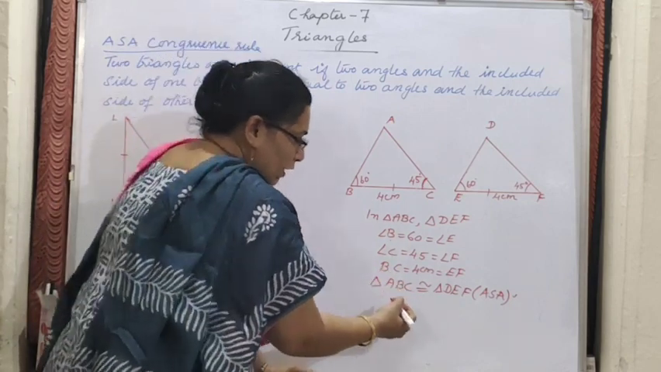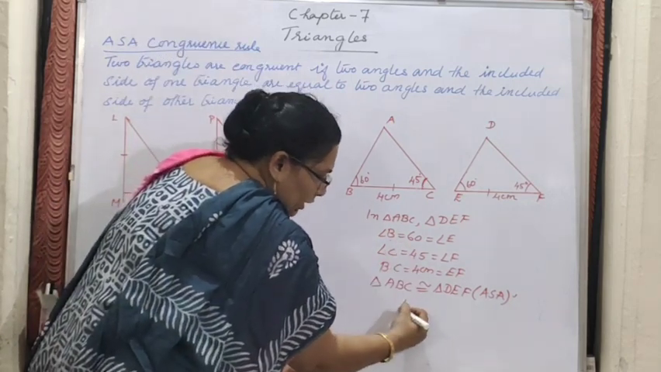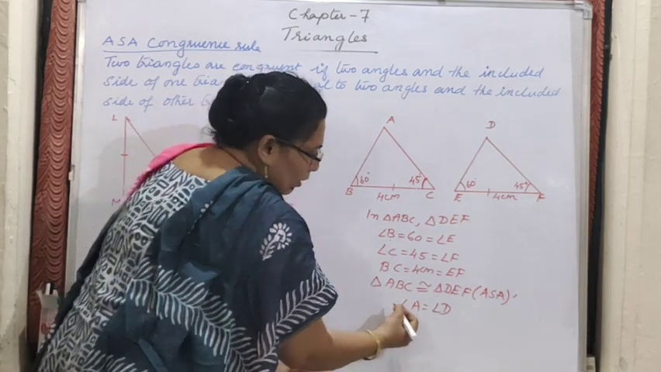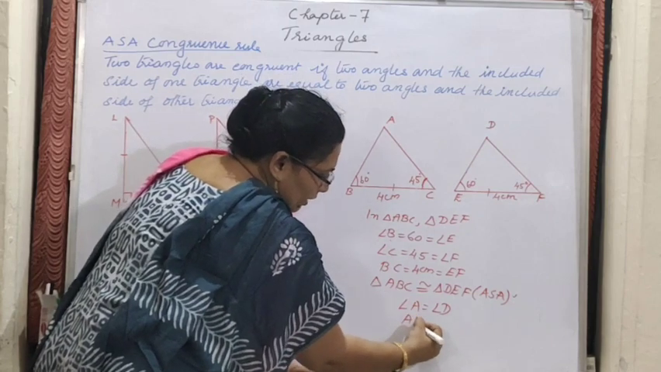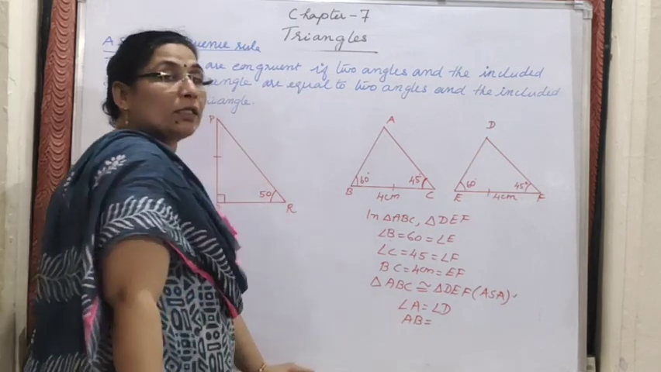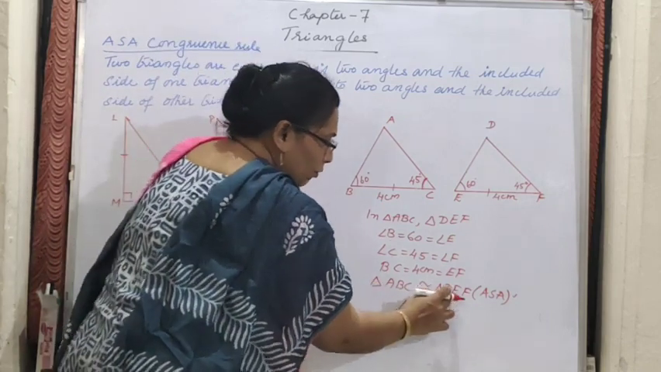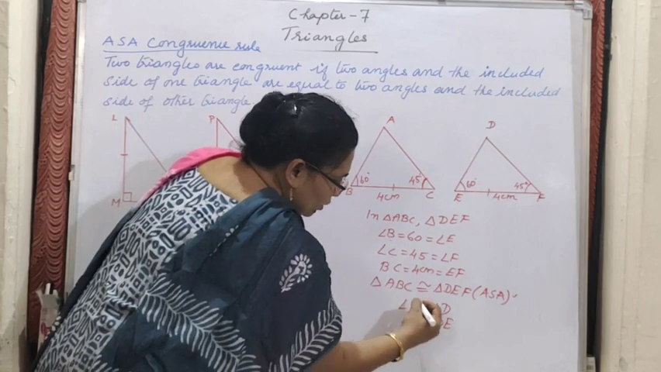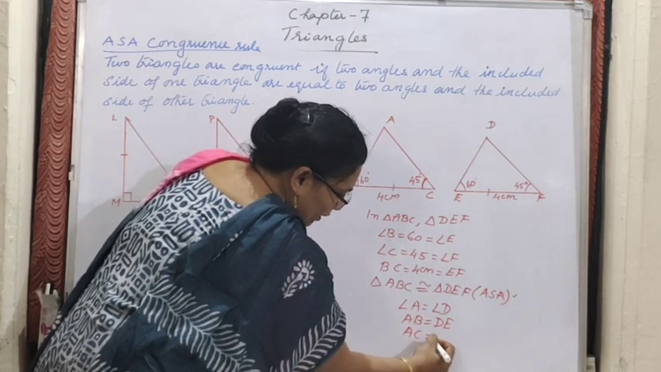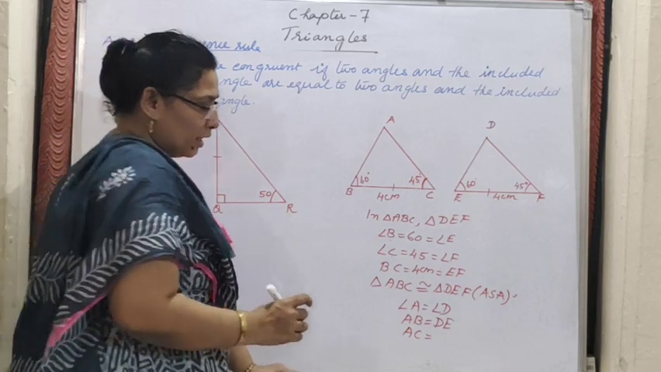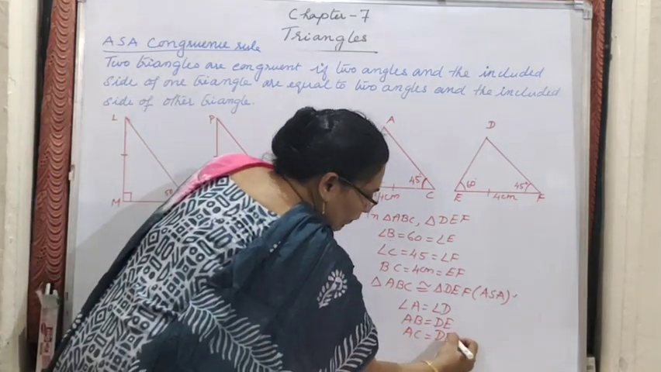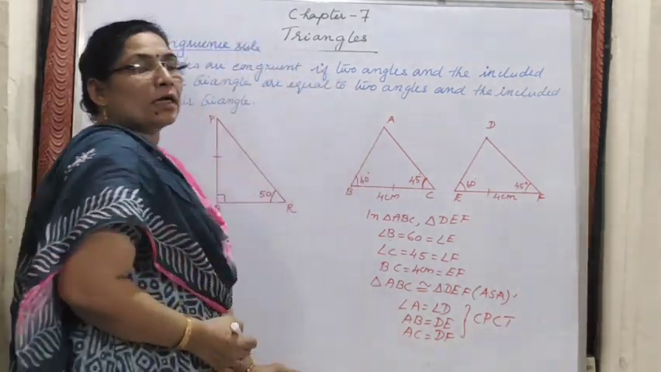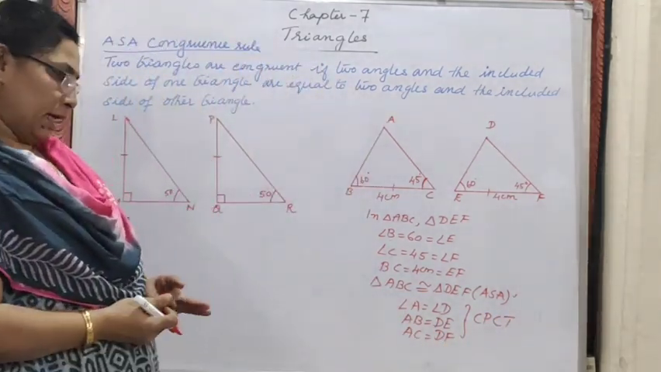What is the meaning of this one? The remaining angle, two angles already taken, so which is left for us? Angle A equal to angle D. Now which sides are there? AB is there. Once the congruency proved, the order is very important. For AB, what is the order? DE. And similarly BC is already over. Now which is the side left for us? AC. AC is equal to DF. Now all these criteria is based on CPCT only, right? Corresponding parts of the congruent triangles.